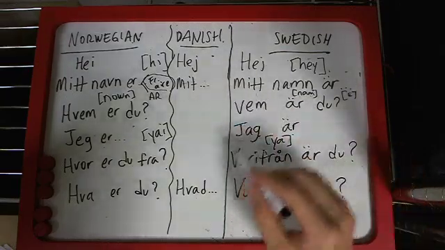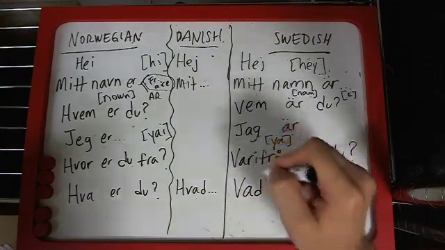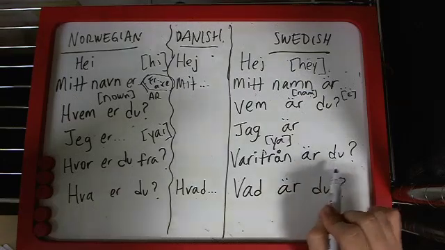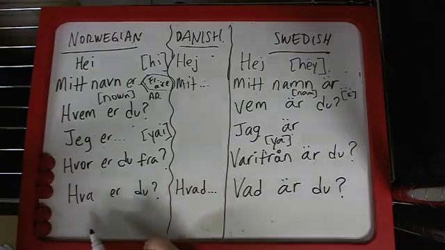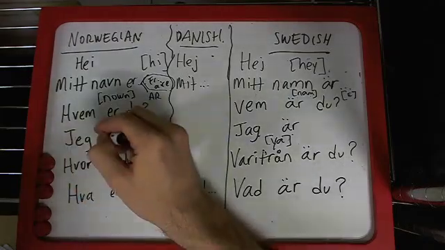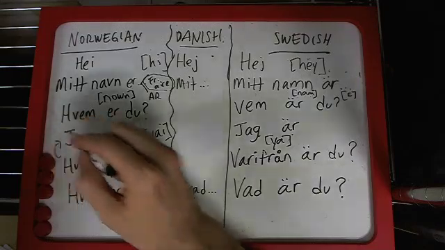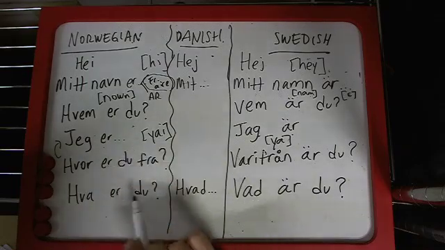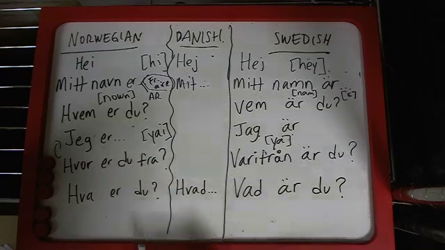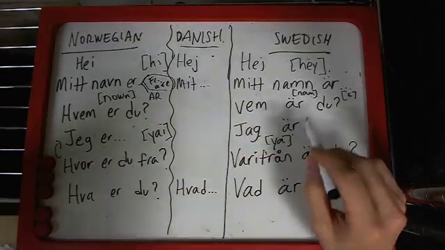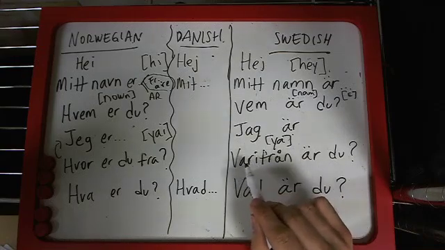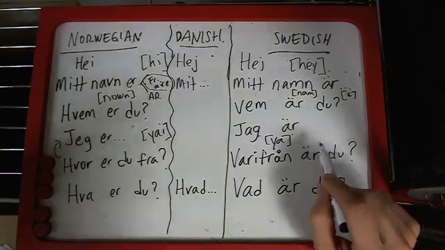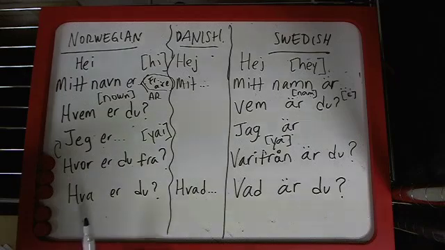In Swedish, you have a new grammar here. Varifrån är du? Where are you from? Answer. You can use this form above. Jag är från Japan. In Swedish, you would say jag är från Japan. I'm from Japan. And the last question, what are you?